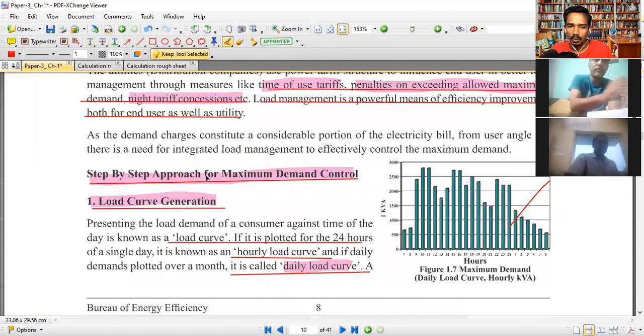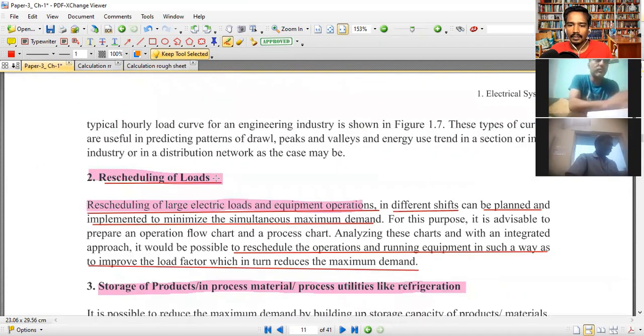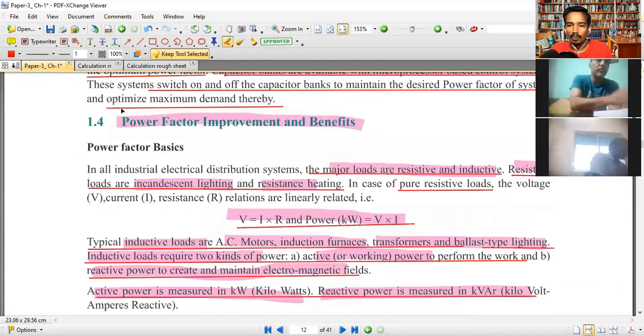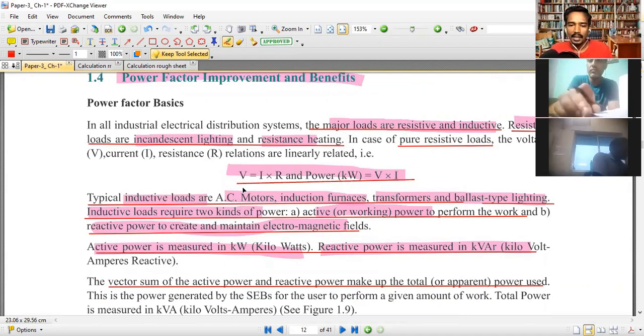So, loads by load shifting everything. This is power factor improvement and benefits. What is the power factor? Already you know, for three phase power, kilowatt equals V into I cos phi. This is for induction or capacitive loads, but for resistance only, it is V into I power.